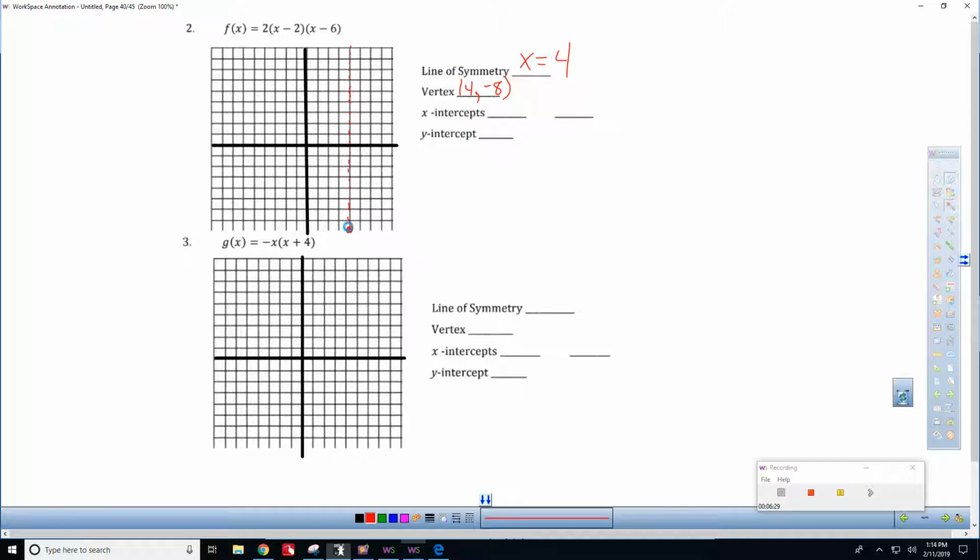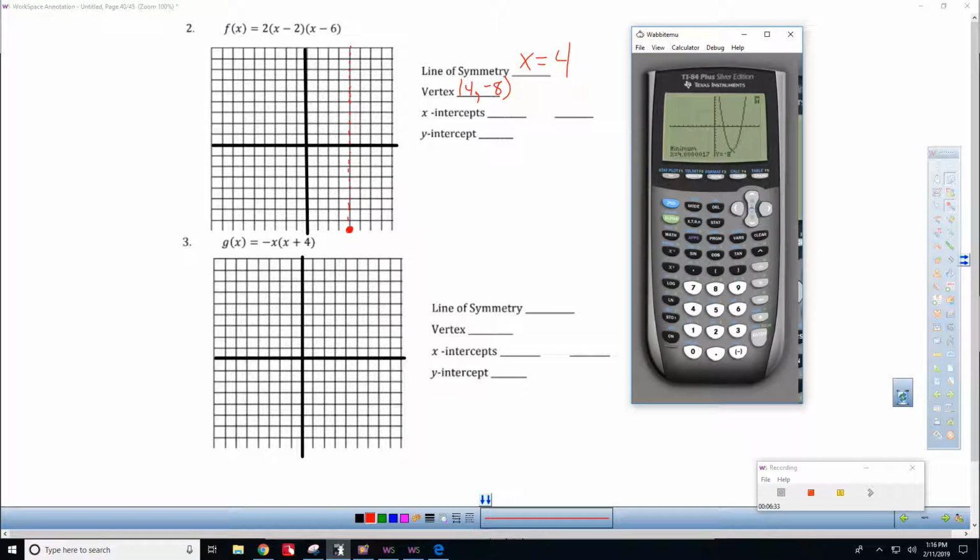Okay, let's go back to the graphing calculator. Let's go to the table. What are the x-intercepts? (2, 0).